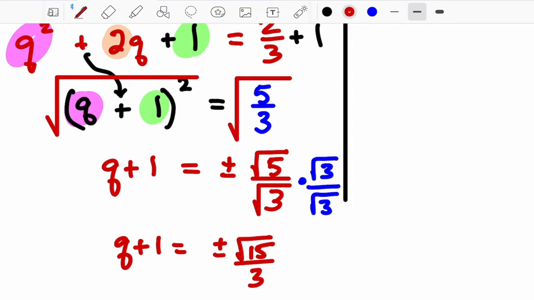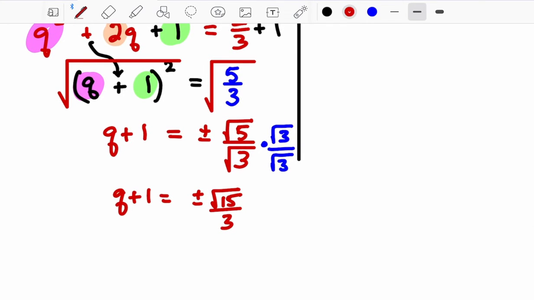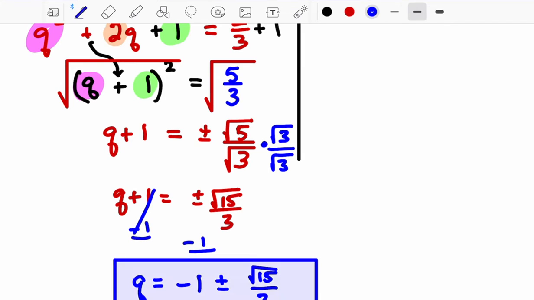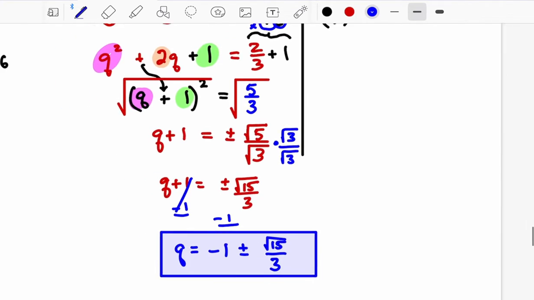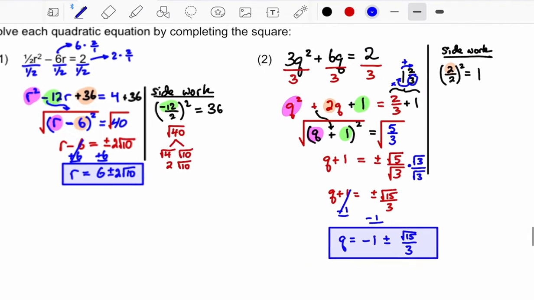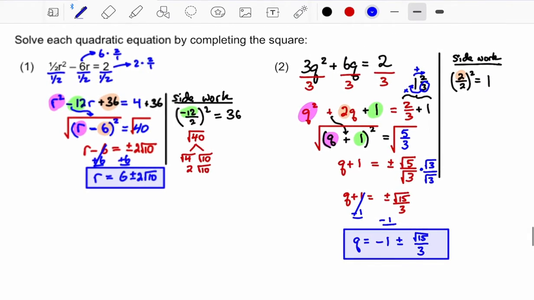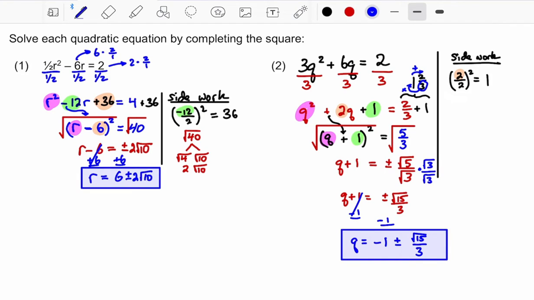All right, so then the only thing that remains is to get q by itself, and I would do that by subtracting the 1. And I would have q is equal to, we always put the plus or minus thing at the end, -1 plus or minus the square root of 15 over 3. Some people like to get a common denominator and make it a single fraction at this point, but that's not necessary. I kind of stuttered there, but it wasn't intended to be a double negative. It is not necessary.